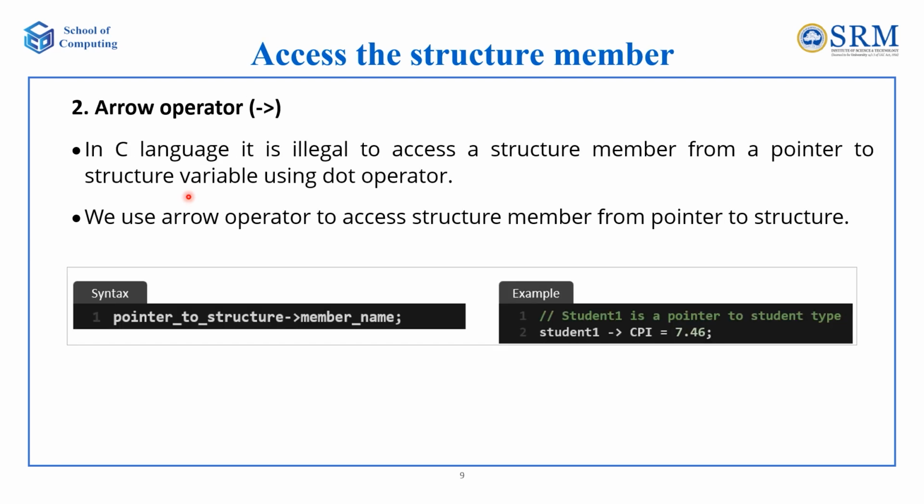And next is the arrow operator, which we can use to access the structure member. When we are using a pointer variable, so if we are creating a structure variable as a pointer, then we can access it by using the arrow operator. So pointer to structure variable, arrow mark, and the structure member name. So student1 is the structure variable that we have created. This is a pointer, so it can access the member of the structure by using the arrow operator.